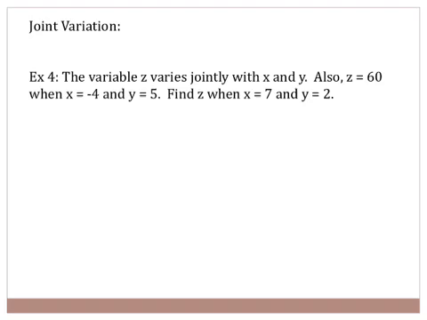Okay, now joint variation makes it sound like it is a mixture of direct and inverse, but it's really not. Joint variation is multiple direct. So you'll be multiplying multiple variables by your constant.